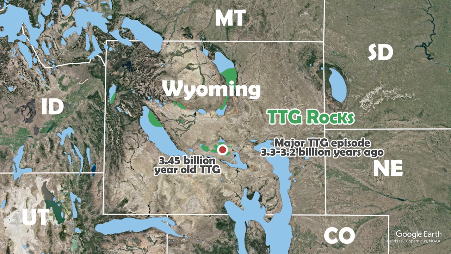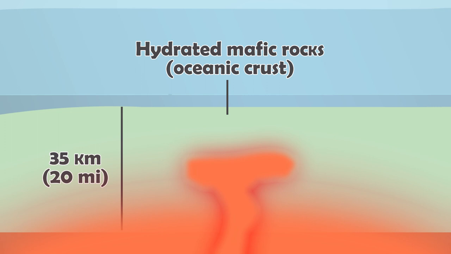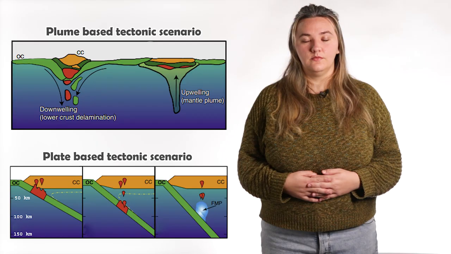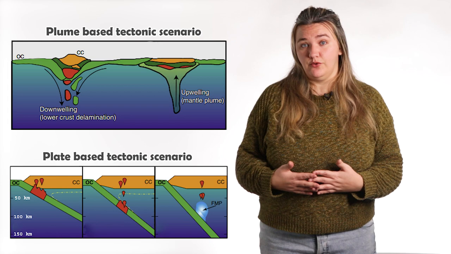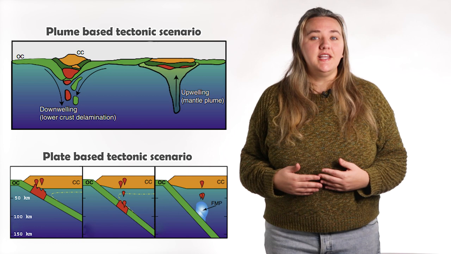Scientists think that TTG magmas form by melting hydrated mafic rocks around 35 kilometers or 20 miles deep in the Earth, implying the presence of a thick mafic crust similar to modern oceanic plateaus that would have formed during the initial stage of cratonic development. The geodynamic setting where partial melting of both crustal and mantle sources would produce voluminous TTG remains unresolved, with a variety of plume-based and horizontal plate-based tectonic scenarios proposed.